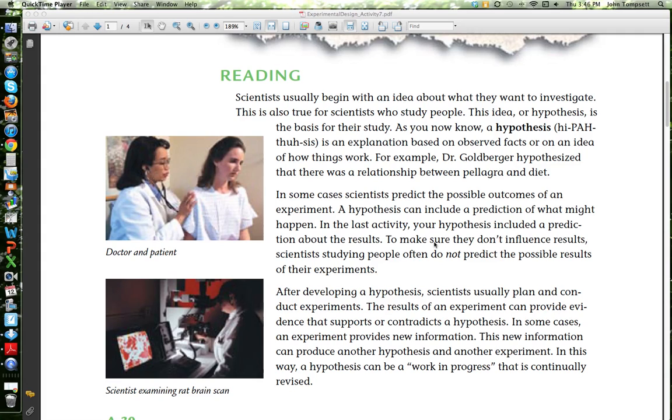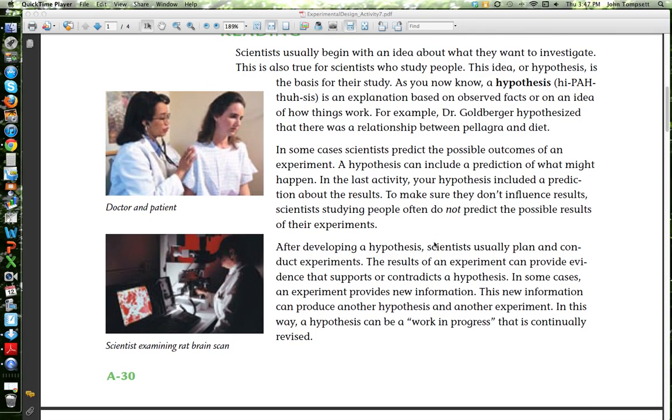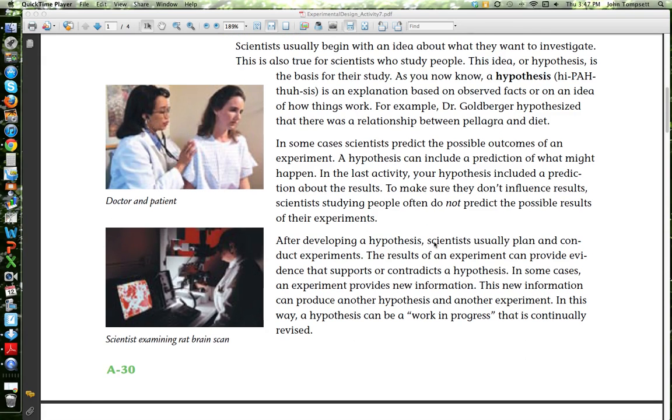The results of an experiment can provide evidence that supports or contradicts a hypothesis. In some cases, an experiment provides new information. This new information can produce another hypothesis and another experiment. In this way, a hypothesis can be a work in progress that is continually revised. There you see on the left-hand side the doctor and the patient, and again on the left-hand side a scientist examining a rat brain scan.